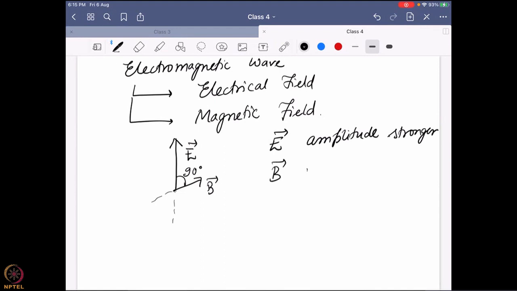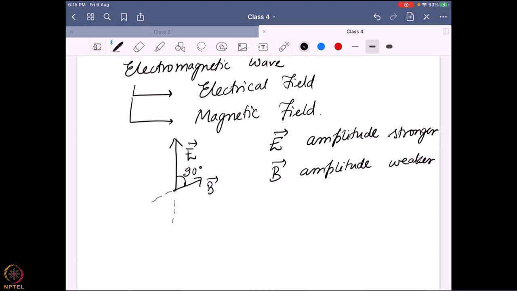And the magnetic field amplitude is weaker. Now you can think about an electron moving. When an electron moves, what are the different fields it creates? It creates an electric field. It creates a magnetic field perpendicular to that electric field. So it has both electric and magnetic fields. And my electromagnetic radiation also has both of these fields.